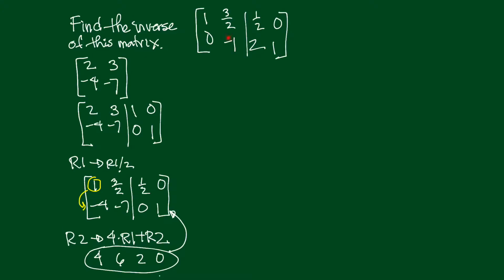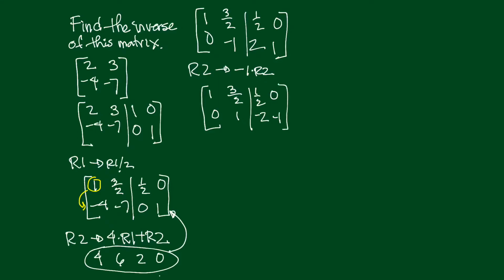We're close. We need a 1 here, right? I've got the 1 in the zeros. I need a 1 on that diagonal. So how about if we do this? Row 2 will get replaced by negative 1 times row 2, right? So just multiply everything in row 2 by a negative. We'll have this new matrix. Row 1 is the same: 1, 3 halves, line, 1 half, and 0. And change all the signs: 0, 1, negative 2, negative 1. And there is our new pivot element.